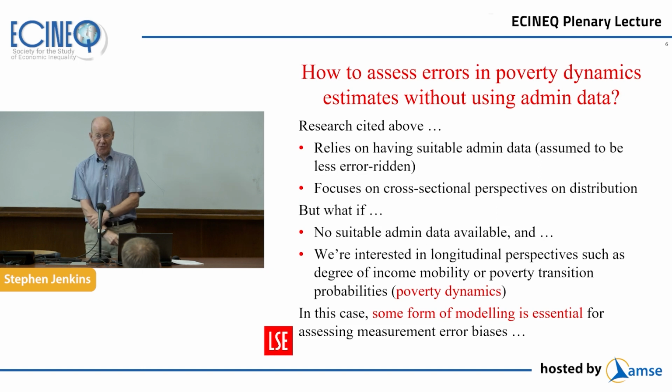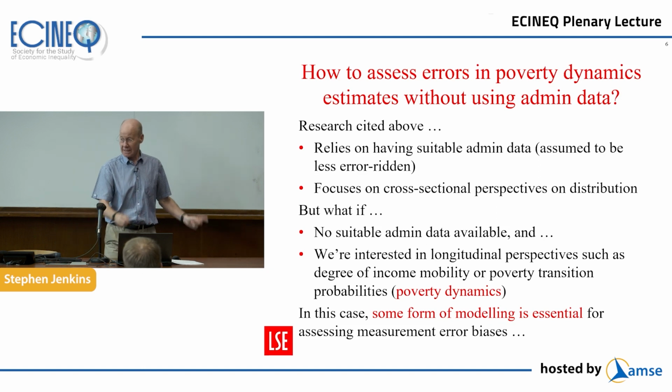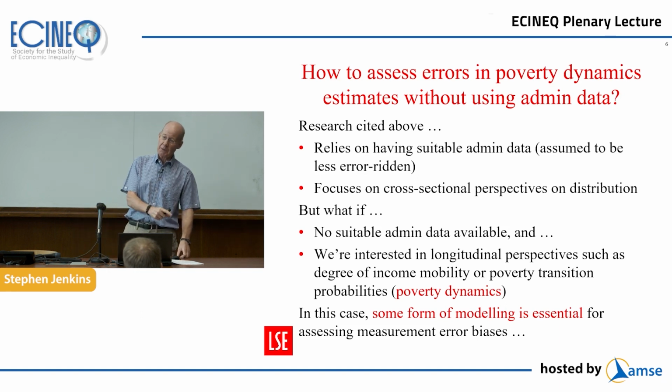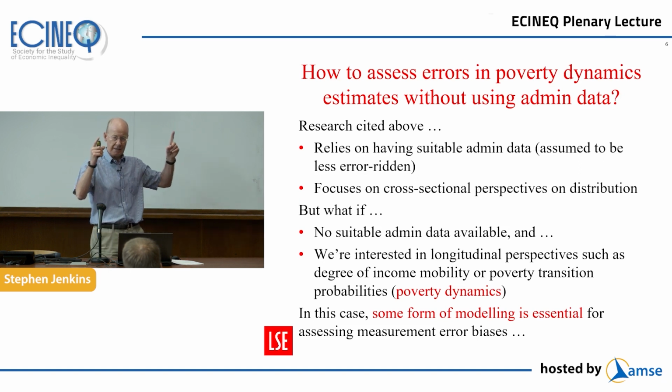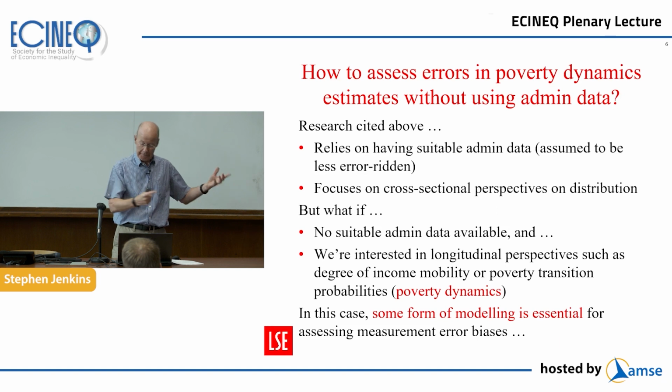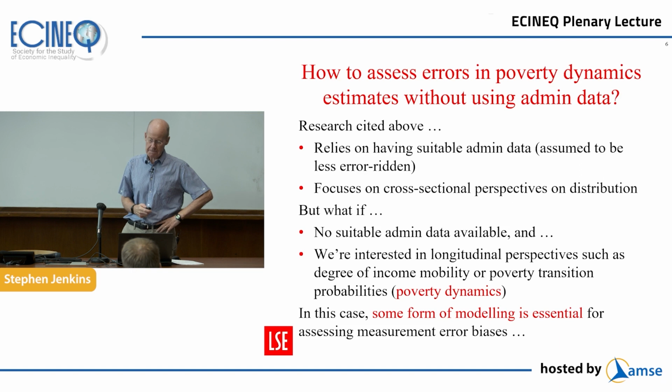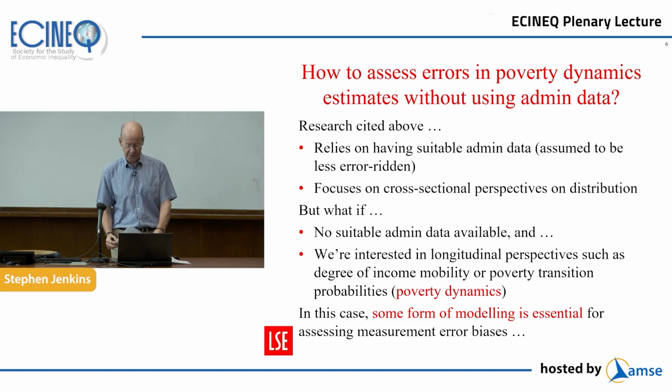Anyway, so I've said admin data, admin data, admin data, but what happens if you haven't got admin data? And also the other thing about the studies I've been talking about is that they're either cross-sectional studies or time series of cross-sections. So what are you doing if you're without longitudinal data and you're interested in longitudinal perspectives, of which, of course, an important longitudinal perspective is either income mobility or looking at poverty transition probabilities.